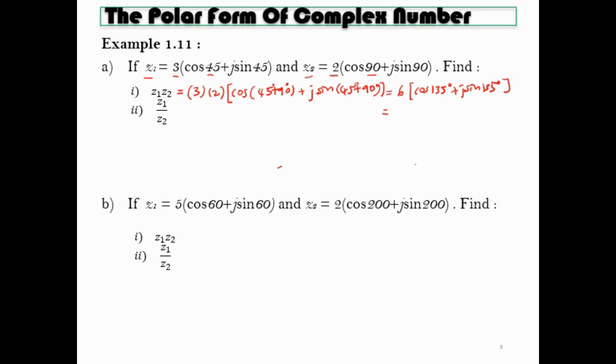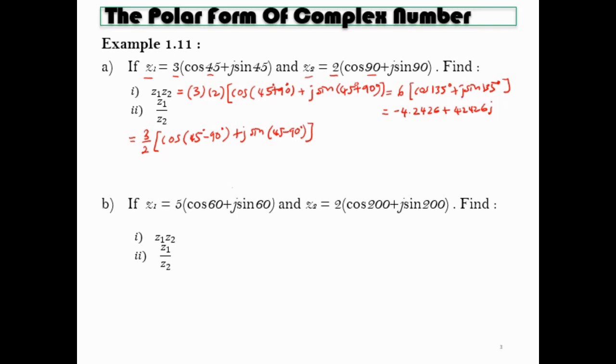So the answer to this is negative 4.2426 plus 4.2426J. Okay. So what if we divide the two complex numbers Z1 divided by Z2? So as I mentioned just now, the modulus we will divide, which will be 3 divided by 2 because Z1 divided by Z2. So the angle we will subtract: cos 45 minus 90 degree plus J sine 45 minus 90 degree.